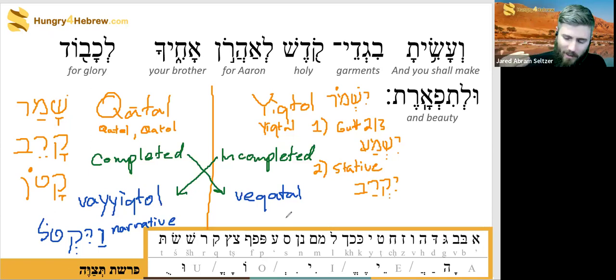Vekatal, on the other hand, is a lot more versatile. It can actually take on a host of different meanings. Usually it inherits its meaning from the context or from the preceding verb. For example, if a yiktol follows a vekatal, then it's just going to be some sort of incompleted action, no big deal. If a vekatal follows an imperative, hey, do it, then the vekatal is kind of like adding on to the command. I do this, and do that, and do that, and do that. The "and do that" might be a vekatal.